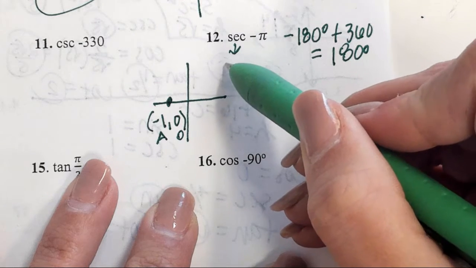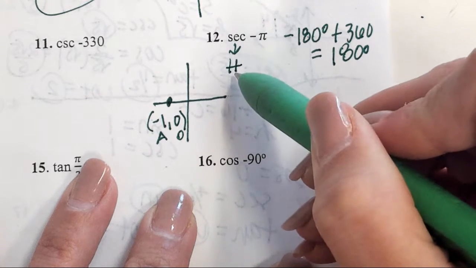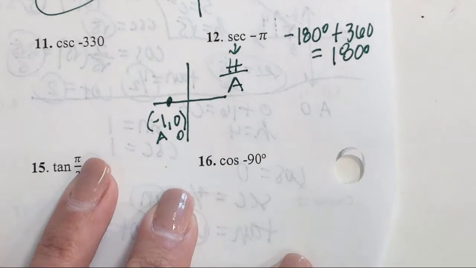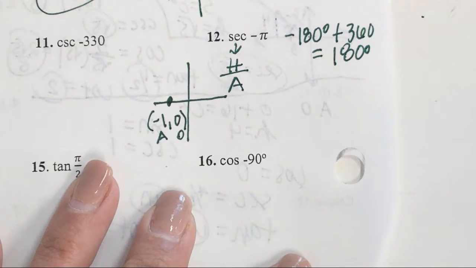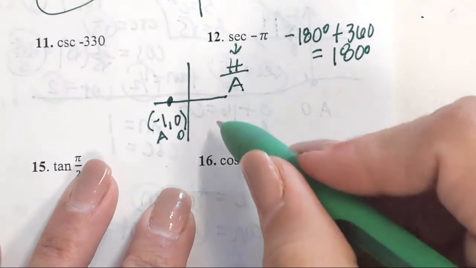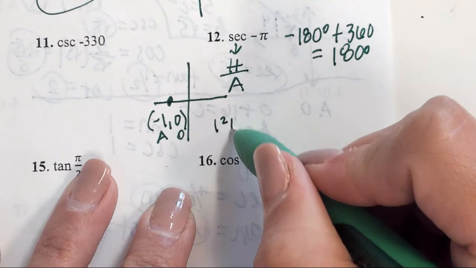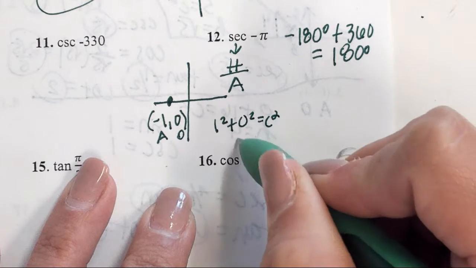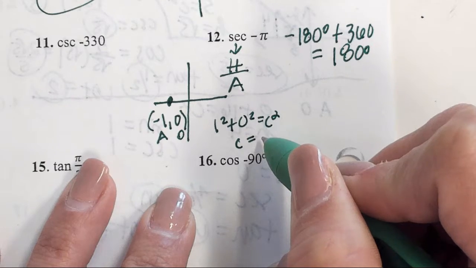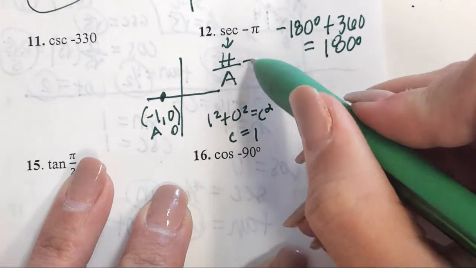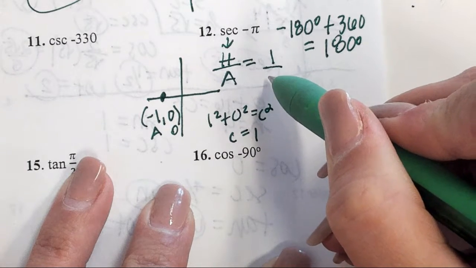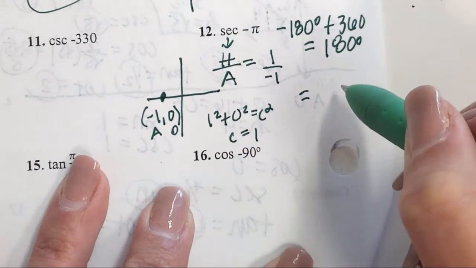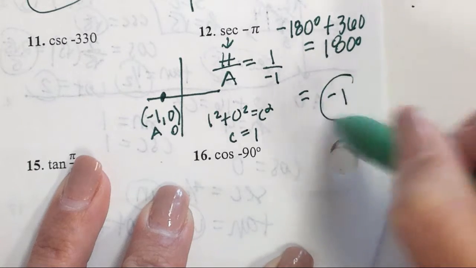Alright, what do we need for this? Good, because secant is what? Very good, because it's the opposite of what trig function? Good. Alright, so we have adjacent and opposite. We need hypotenuse. How do we find it? Pythagorean theorem. So it would be what? Good. 1 squared plus 0 squared equals c squared. So c is going to be what? Very good. So now just fill it in. What goes on top? What goes on bottom? Good. So secant of negative pi. Very good.